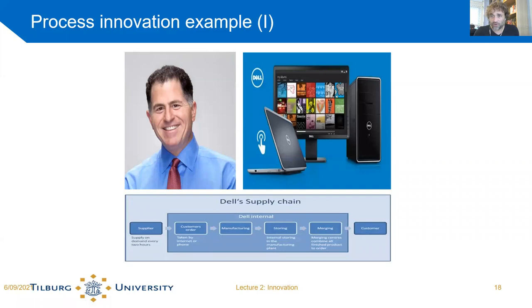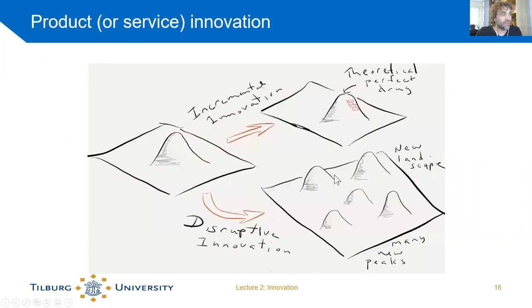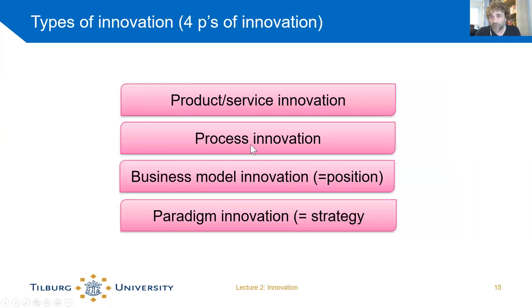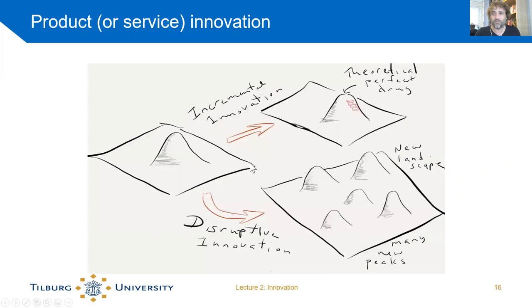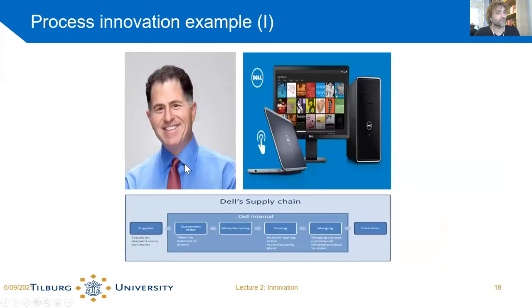So that's one, service and product innovation. The next type of innovation, if you remember, is process innovation. A second example of an innovation is a process innovation. That's if you, as an organization, look at the way that the processes within your organization are organized.